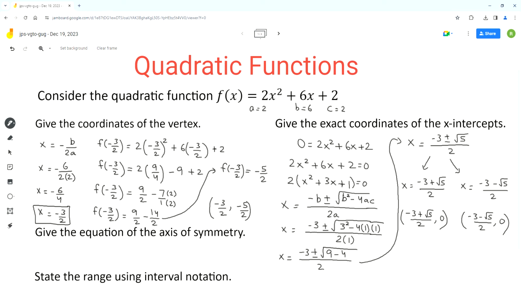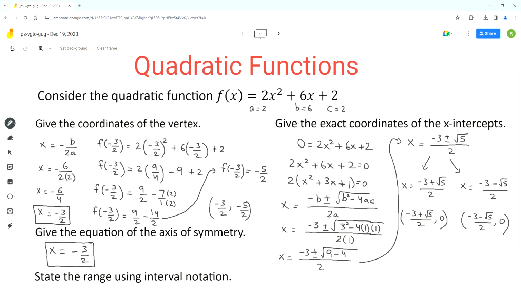Now let's answer the third part. Give the equation of the axis of symmetry. The axis of symmetry is written as x equals the x coordinate of the vertex. The vertex was found in the first part, and the x coordinate of the vertex is negative 3 over 2. So the equation of the axis of symmetry is x equals negative 3 over 2. This should be the final answer for the third question.